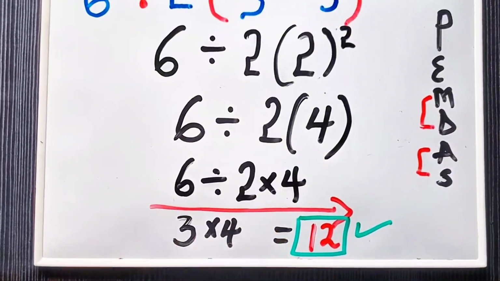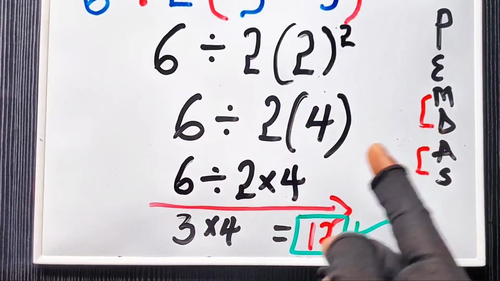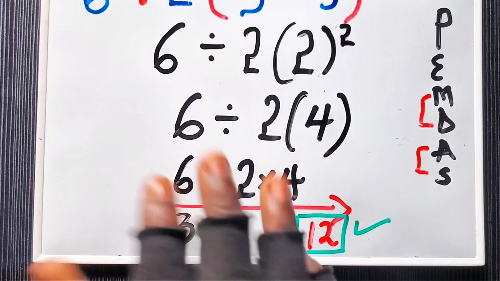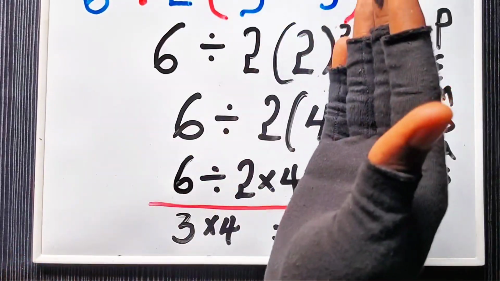So remember, multiplication and division have the same priority. Like this, we move from left to right. We calculate them in the order they appear.